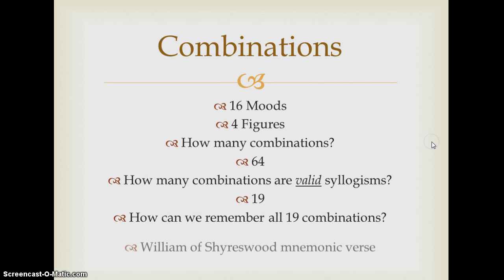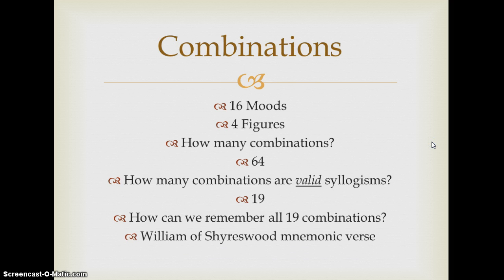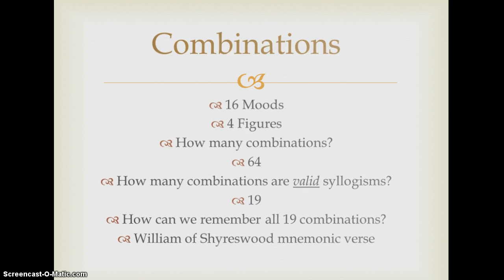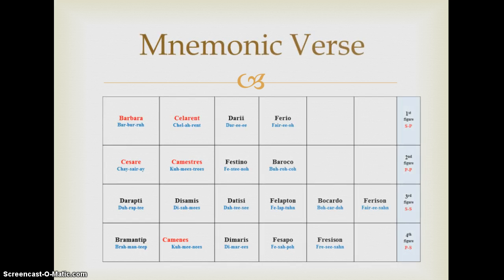And how can we remember all 19 combinations? You're right, we're going to memorize William of Sherwood's mnemonic verse. It's very, very creative. It's going to tell us more than just which syllogisms are valid. We're going to learn as we move into chapters 3 and 4 more about syllogisms and reducing them. But we'll talk about that later. Right now, we just want to look at the mnemonic verse a little bit closer, see what it's telling us.